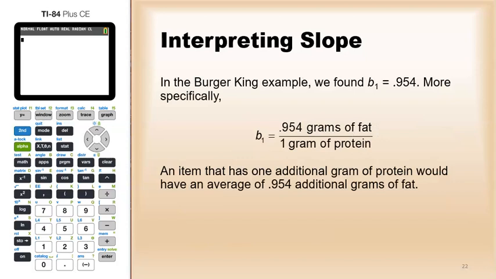So in that Burger King example we just looked at, we found the slope to be 0.954. More specifically, that's 0.954 grams of fat for every 1 gram of protein. So an item that has 1 additional gram of protein would have an average increase of 0.954 grams of fat.